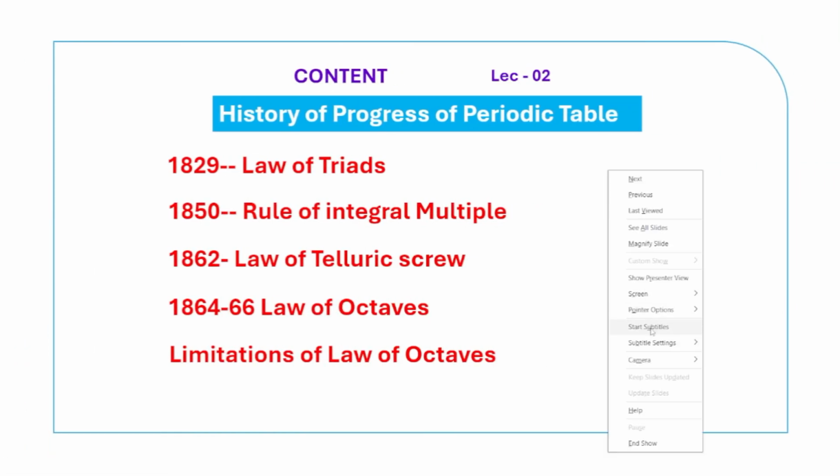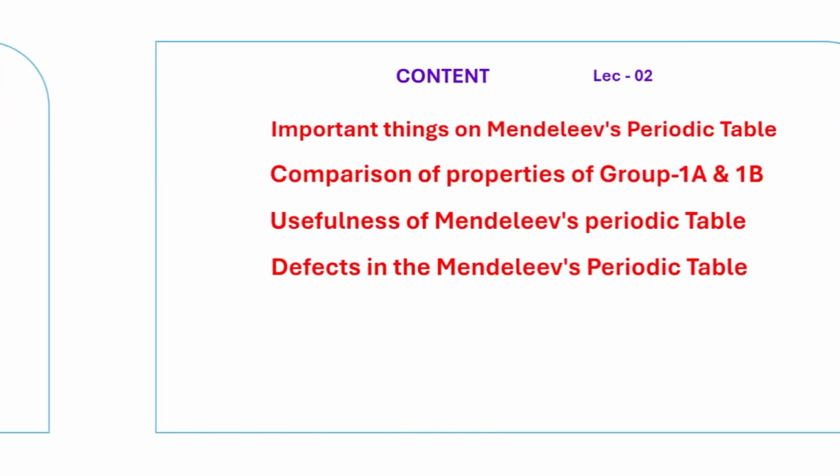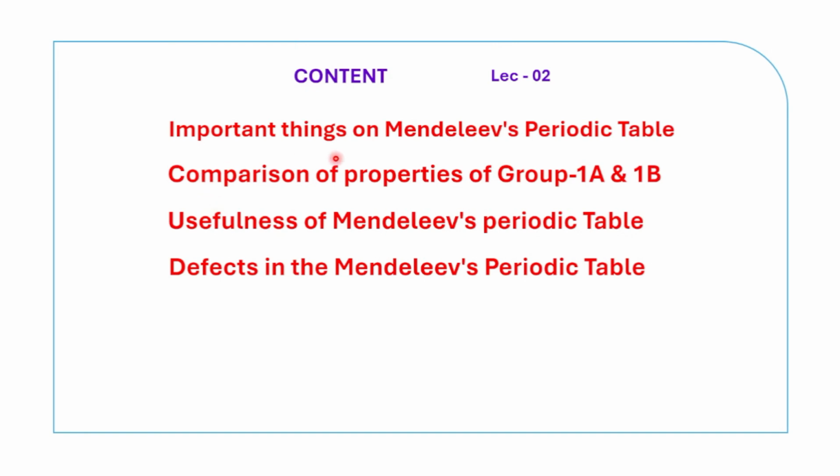So in the previous lecture, the second lecture, we learned about the history and progress of the periodic table. In that lecture, we discussed the law of triads, rule of integral multiple, law of Telluric screw, law of octaves, limitations of the law of octaves, as well as some important things on Mendeleev's periodic table, comparison of properties of group 1A and 1B in Mendeleev's periodic table, and some usefulness as well as defects in Mendeleev's periodic table. So these many things we have already discussed in lecture 2.